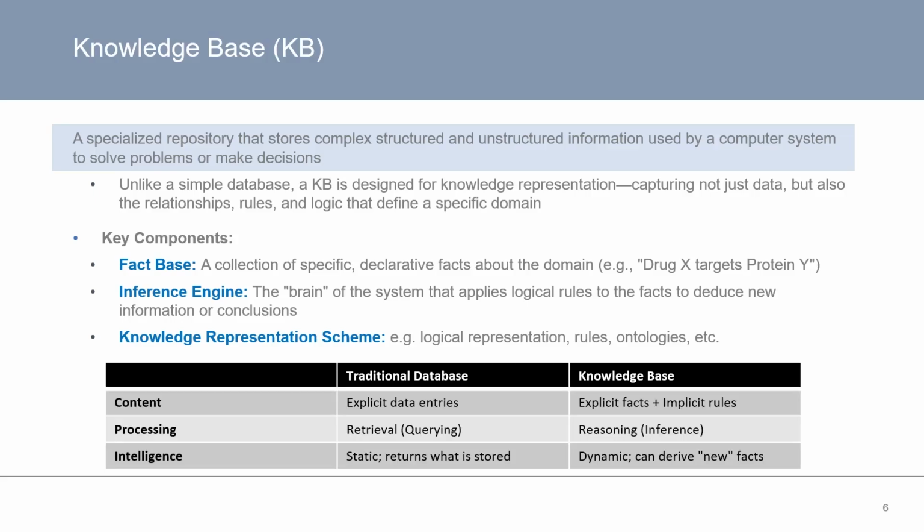In this table, we summarize some high-level differences between a traditional database and a knowledge base. With respect to content, a traditional database includes explicit data entries, while a knowledge base includes explicit facts as well as implicit rules. With respect to processing, a traditional database focuses on retrieval or querying, while a knowledge base focuses on reasoning through inference. And with respect to intelligence, a traditional database is static, returning only what is stored, while a knowledge base is dynamic and can derive new facts.